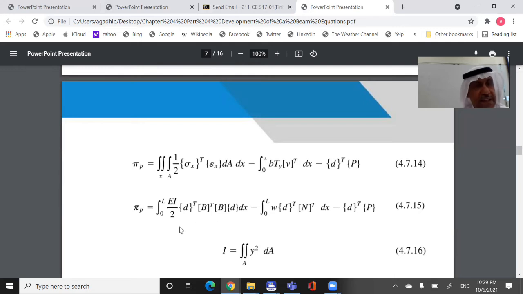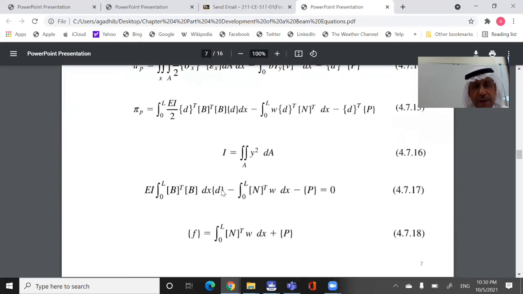Is it okay? This is what we get. EI over 2, and there is D transpose, there is D, and B transpose and B. And we said Y square, dA is I. This is now the contribution to what? To the stiffness. And this is contributing to what? To the load, right? B is square and B is square, so it will be B square, right? Are you sure? B square? Come on, answer me. B square. B is a vector, right? B is the derivative of the shape function. Okay. Anyway, let's continue.